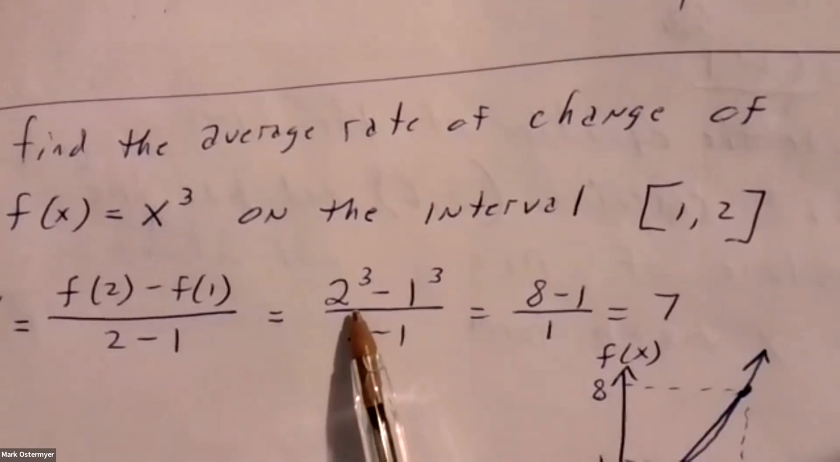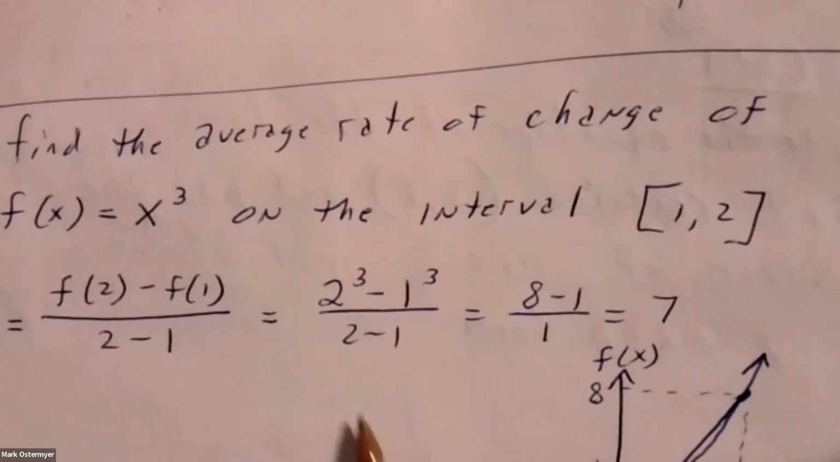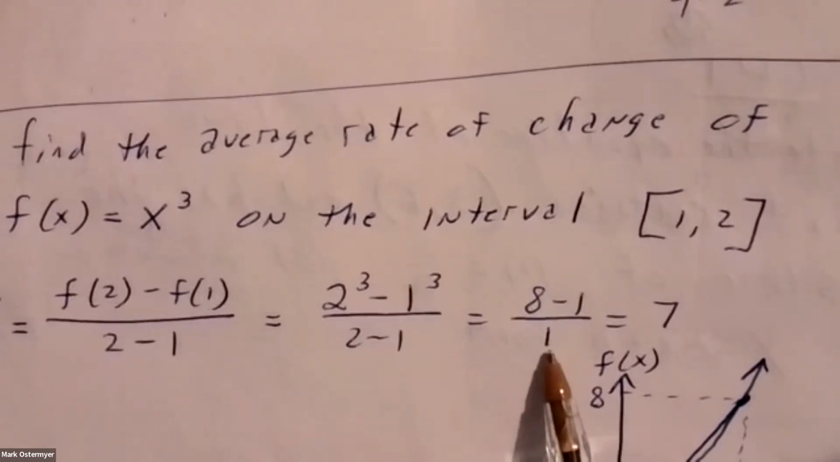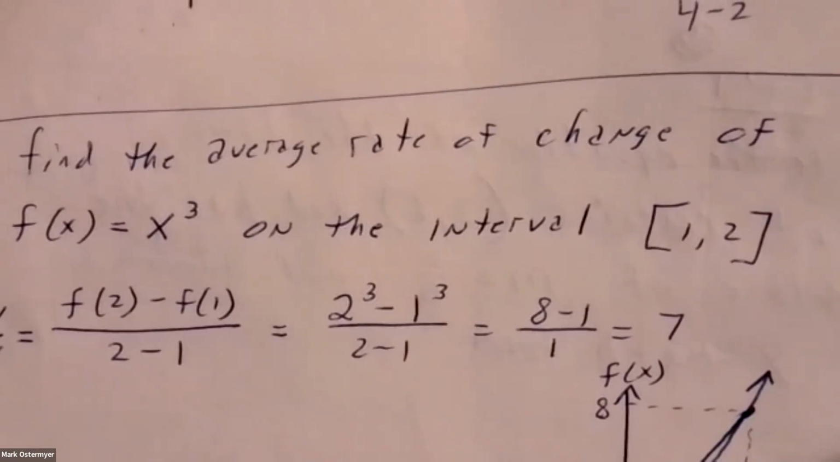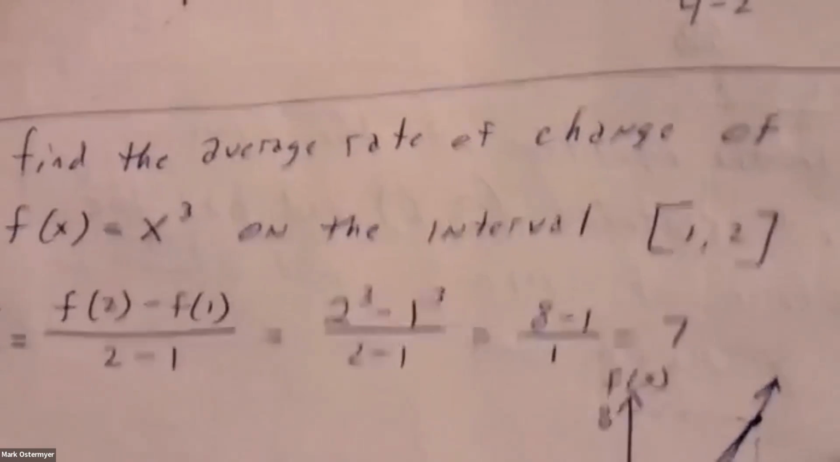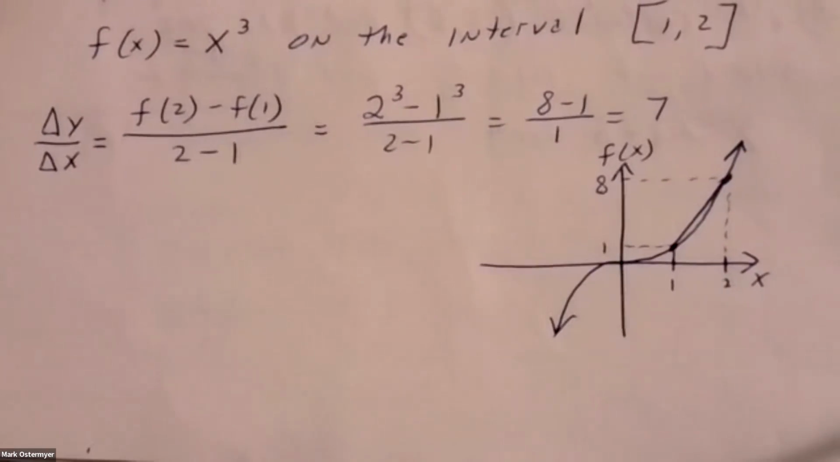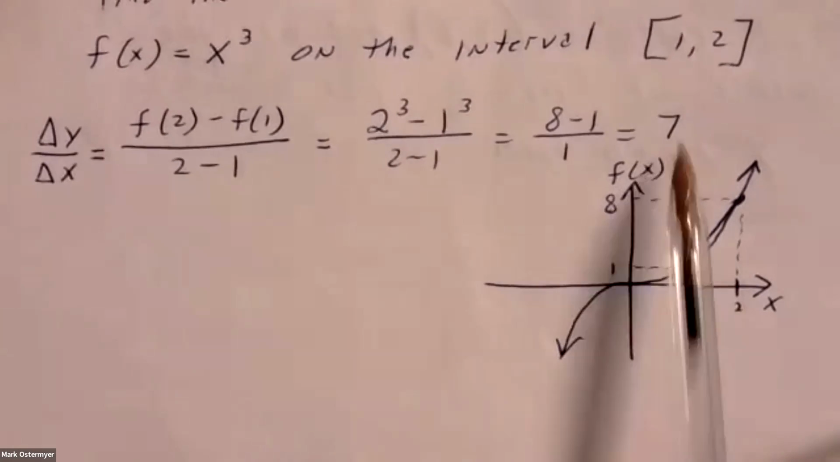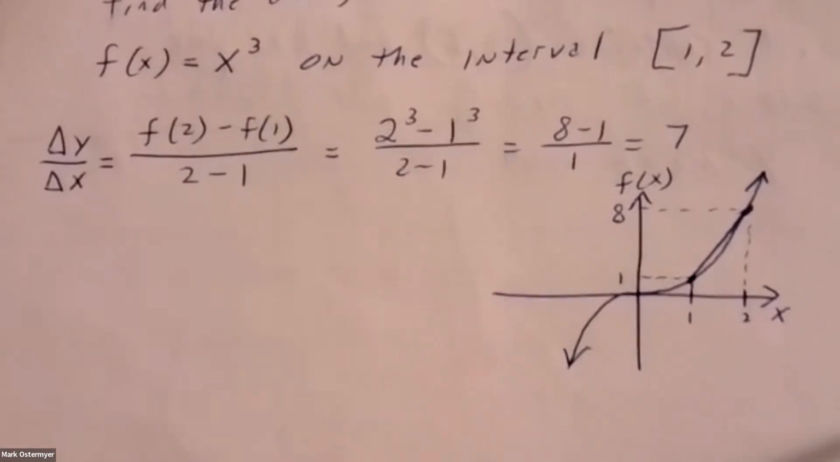So the average rate of change of this function on the interval from 1 to 2 is going to be 8 minus 1 over 1, or 7. Your answer would be 7. That would be the average rate of change of this function on the interval from 1 to 2. Okay. So that's the average rate of change of this function on the interval from 1 to 2. It's 7 for this cubic function f of x equals x cubed.